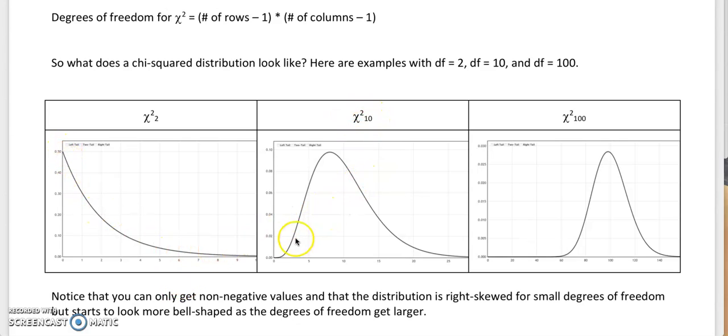When we have 10 degrees of freedom, this still looks right skewed, but it actually looks a little bit more like a bell curve. And so that's something that we might think about: what's happening as the degrees of freedom get bigger? And you can actually see that with 100 degrees of freedom, this looks fairly bell-shaped. Now it might not look perfect, but essentially, as the degrees of freedom get bigger, it gets less and less right skewed and starts to look more bell-shaped.